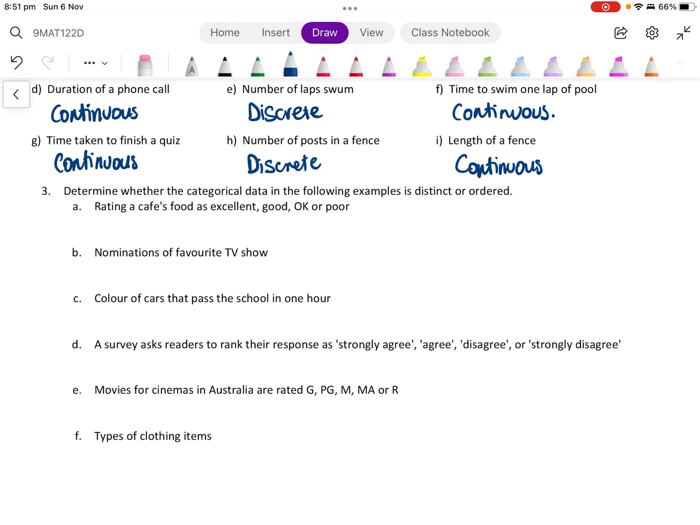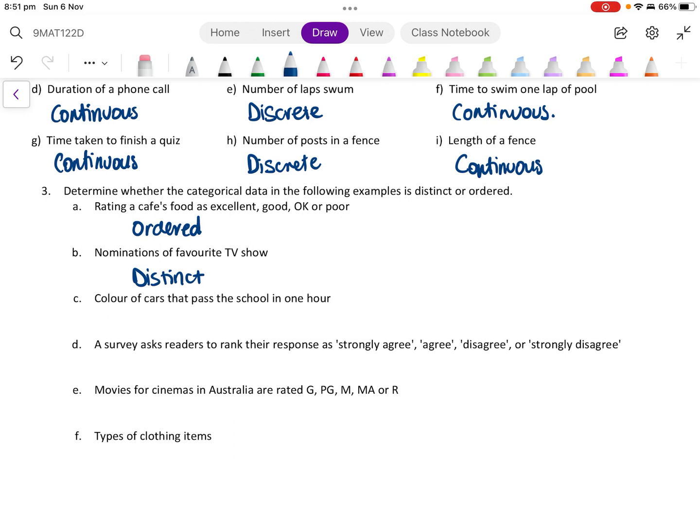Finally, looking at example 3, we want to determine whether the categorical data in the following examples is distinct or ordered. So if we're rating a cafe's food as excellent, good, okay, or poor, these categorical data has an order to them. So it is ordered data. Nominations of favourite TV shows. There is no order to the favourite TV shows when they're nominated. So it is distinct.